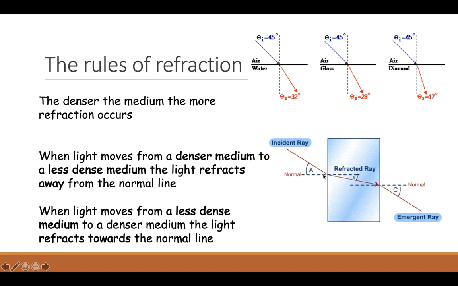Here we've got our ray of light. It enters the glass block, which is more dense, so the light's going to slow down, and it's actually going to bend or refract towards the normal line. You can see it's moving towards this normal line. On the other hand, when it leaves the glass block, it goes into a less dense medium. It increases its speed, and you can see that the angle of refraction is increased, and it's going away from the normal line.